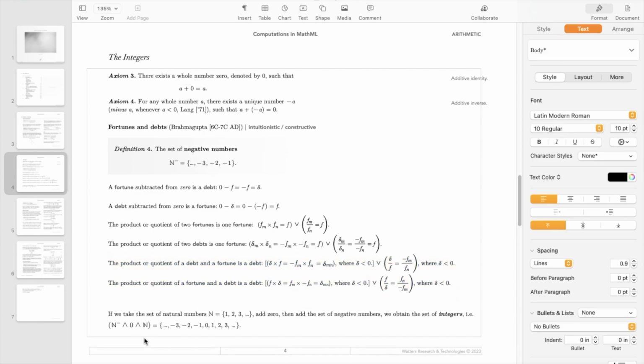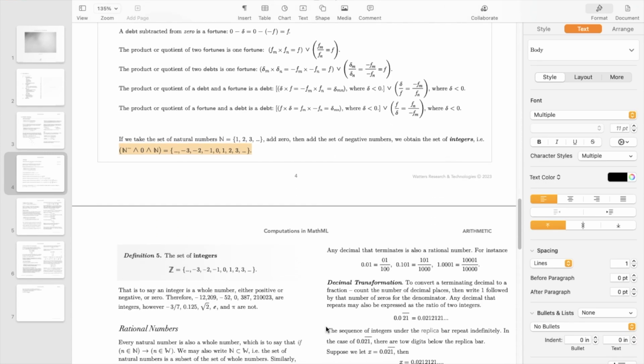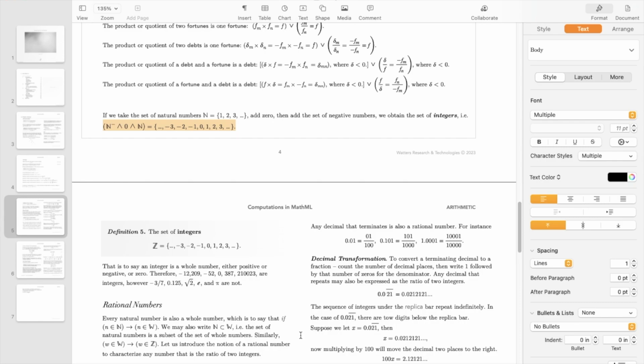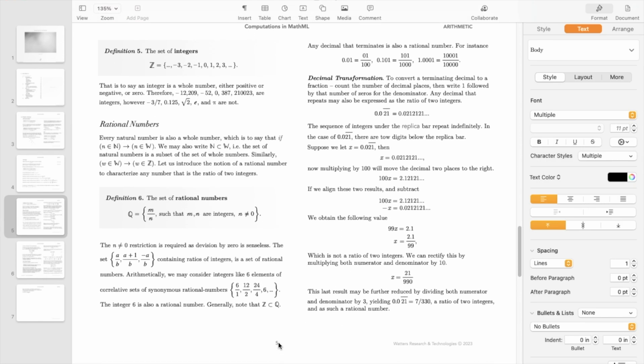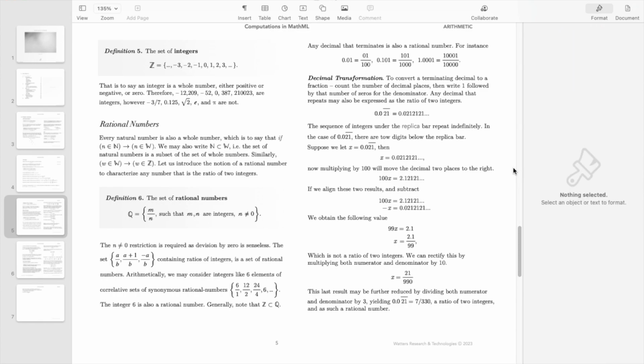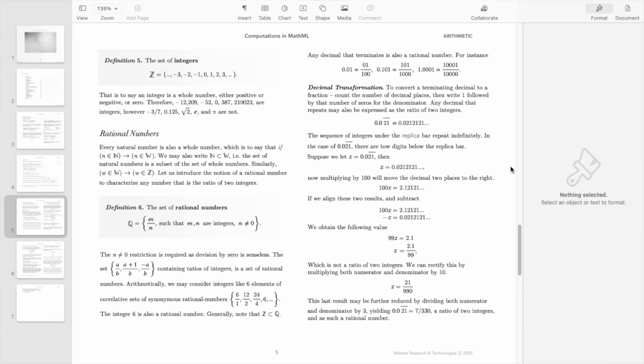Great. If we take the set of natural numbers, add 0, then add the set of negative numbers, we obtain the integers. Just as so. Okay, definition of the integers. Right? Which is to say that an integer is a whole number, either positive or negative, or 0.